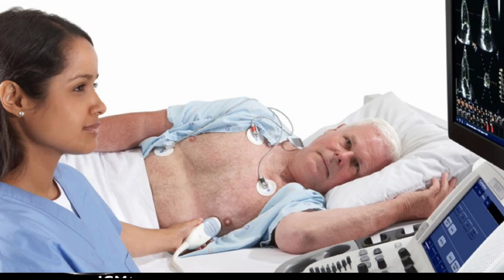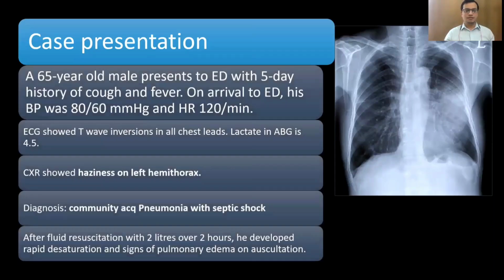So let's begin with the case presentation. A 65-year-old male presents to the emergency department with a 5-day history of cough and fever. On arrival to emergency, his blood pressure was 80/60 and heart rate was 120. ECG showed T-wave inversions in all chest leads. Lactate in ABG was 4.5 millimole per liter. Chest X-ray showed haziness on the left hemithorax.